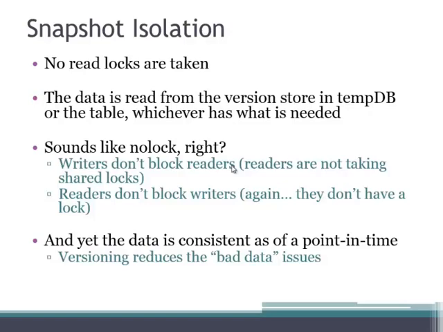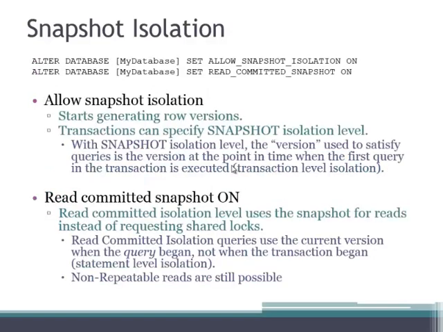So in summary here on the snapshot isolation, it doesn't take read locks. The data is read from the version store in TempDB or the table, whichever has the data that it needs to get. And this also helps to reduce the bad data issues, and the data is consistent as of a point in time. In order to use snapshot isolation, there are two different commands that we need to know.